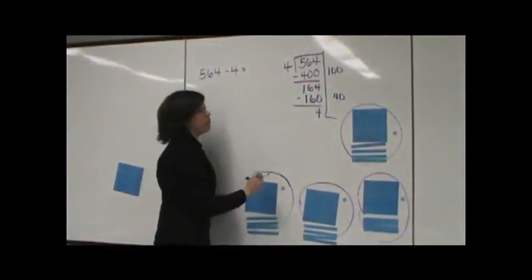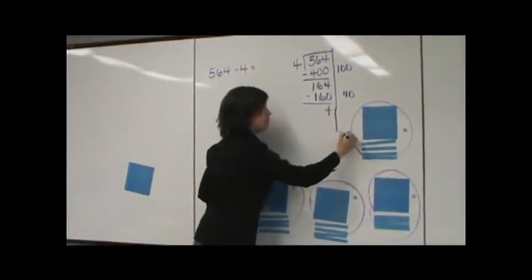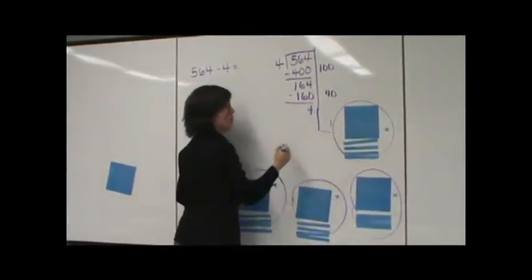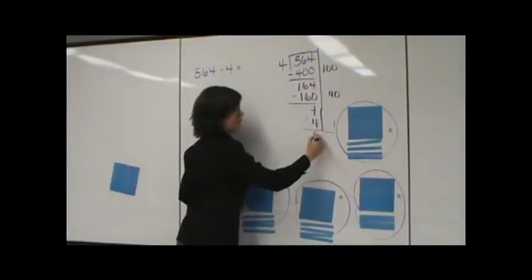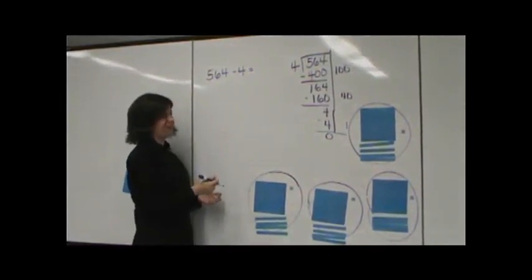And then we'll record. Just going to make that line a little bit longer. We put 1 in each group, which means we used 4 altogether, and we have none remaining. And again, that's what our model shows. We have nothing left to divide.